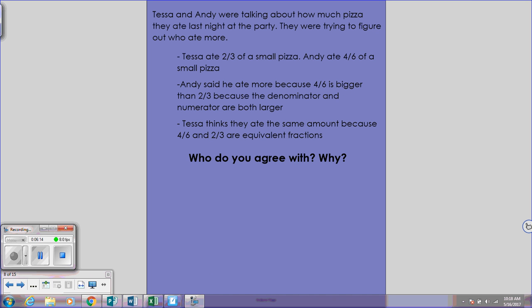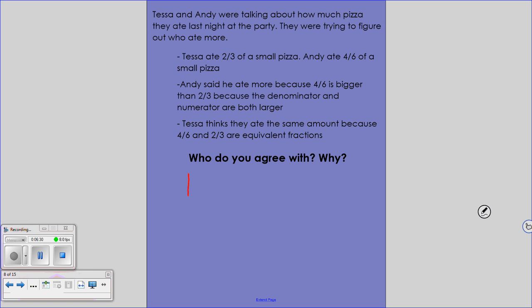I see a lot of model drawings. Somebody talk me through, what did you do? Try and solve this problem. What did you do? Lee, what did you do? I drew a model for 4/6 and 2/3.